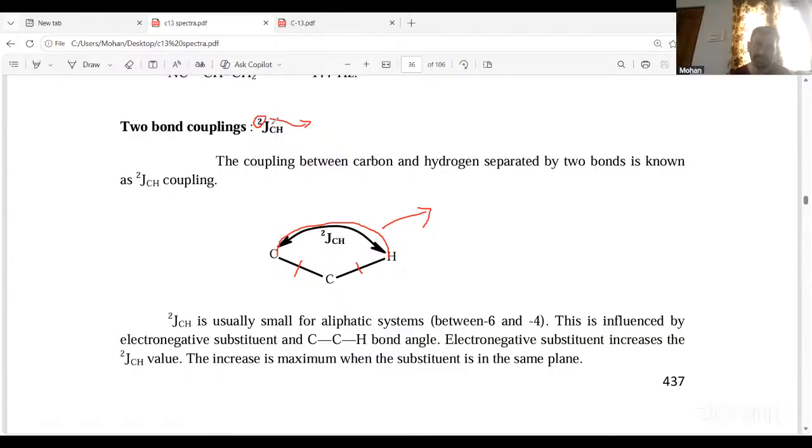And you have to mention which atoms are involved in the coupling. For example, if you mention CH, it indicates the coupling is between carbon and hydrogen. If you mention phosphorus, then the coupling is between carbon and phosphorus.